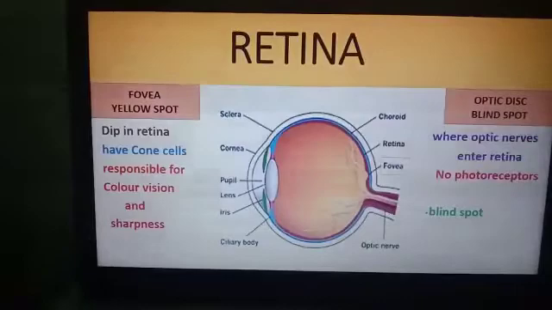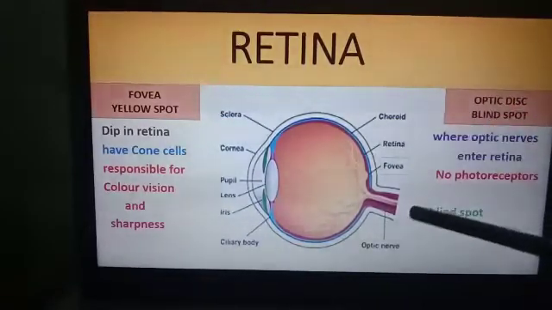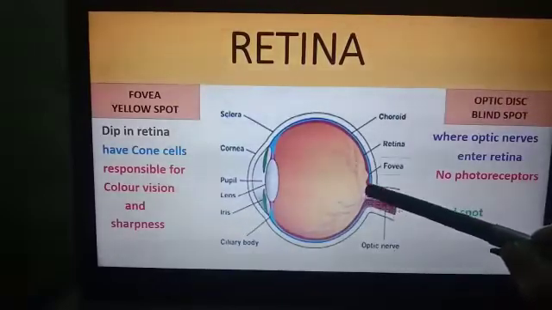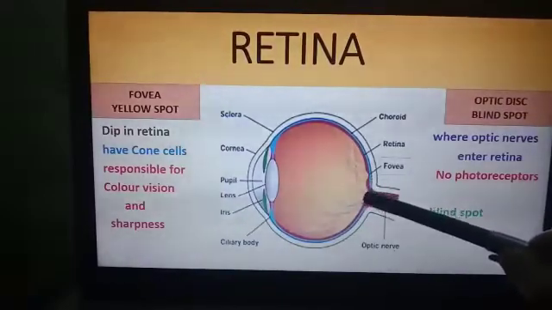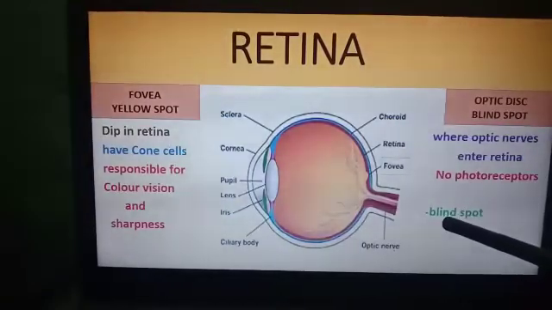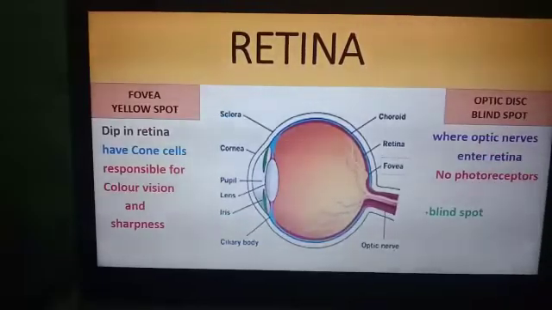And blind spot is also called optic disc, and this is the point where optic nerves enter the retina. Here you can see that these are the optic nerves, and when these optic nerves enter the retina, this spot is called blind spot. Why is this spot called blind spot? Because this spot does not contain any photoreceptors.